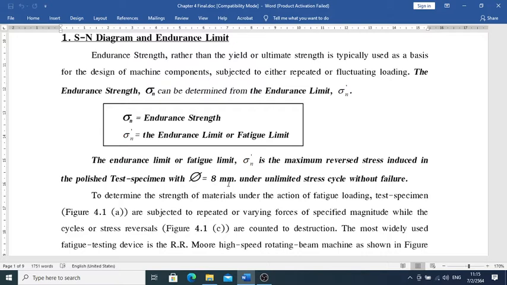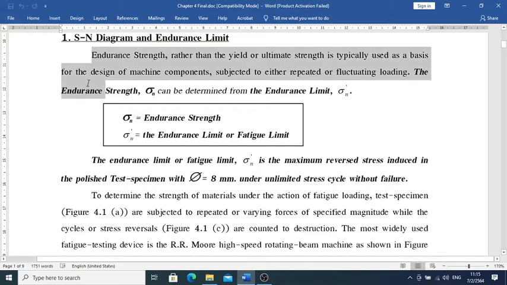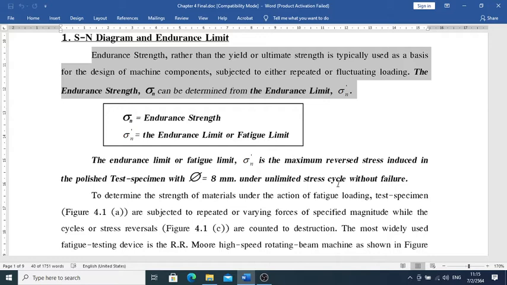So what we are going to consider, based on the experiment we call the S-N diagram, is the endurance limit. I would like to read out what it says here: endurance strength, rather than the yield or ultimate strength, is typically used as the basis for the design of machine components subject to either repeated or fluctuating loading. That's what I mentioned earlier.